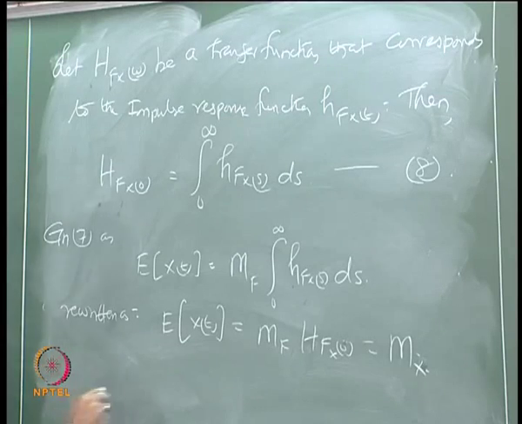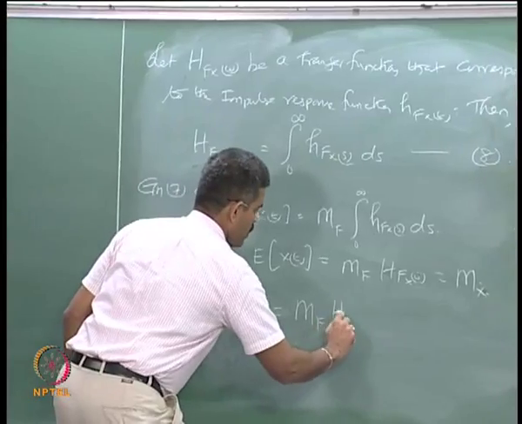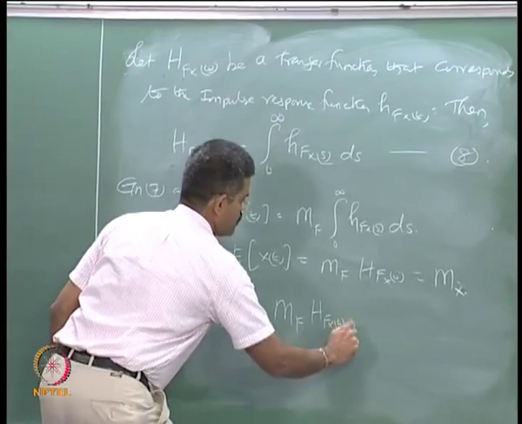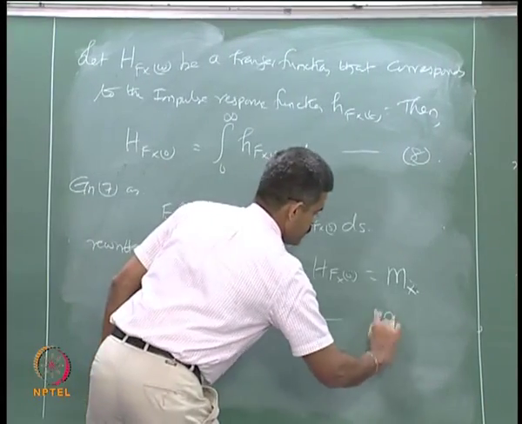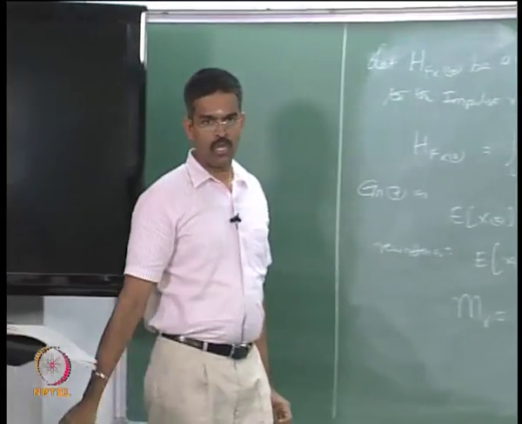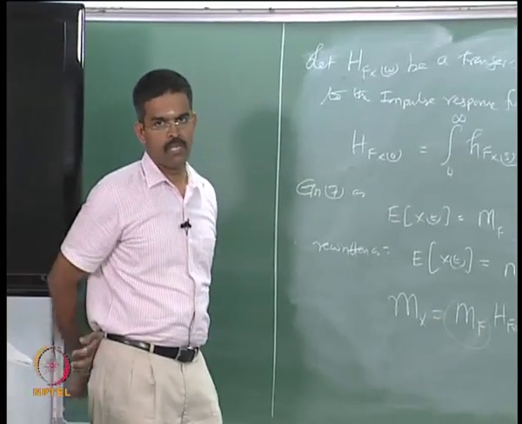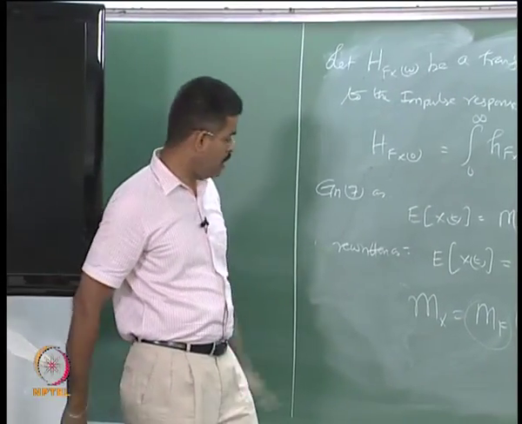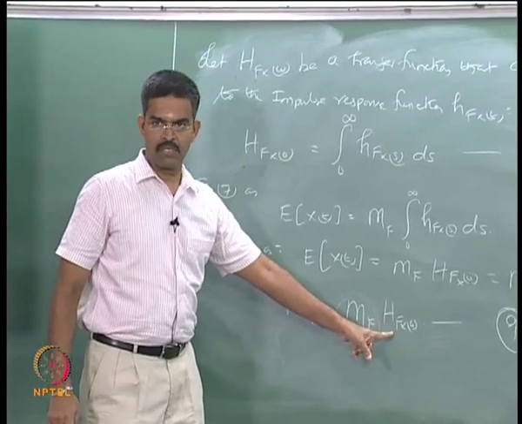So I can say mx is nothing but mf of h of fx of 0. Equation number 9. So if I know the mean value of the forcing function or the process, I can always find the mean value of the response function when I know the transfer function.